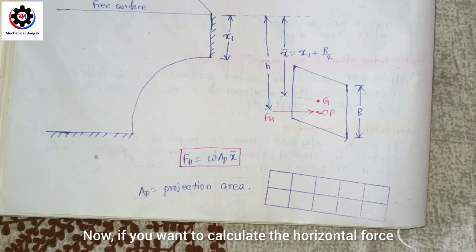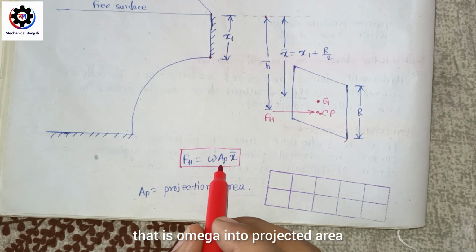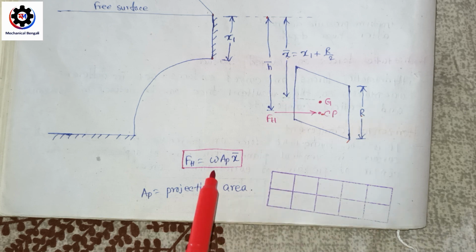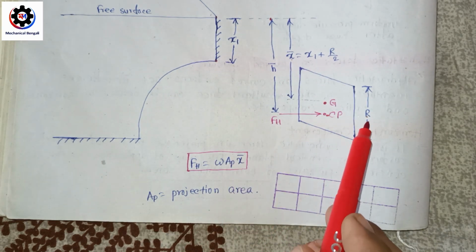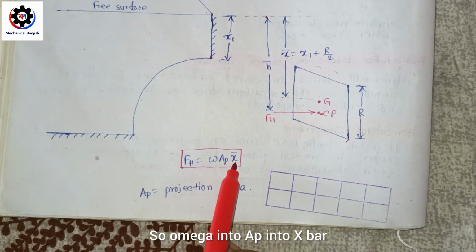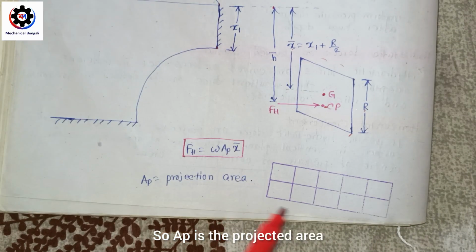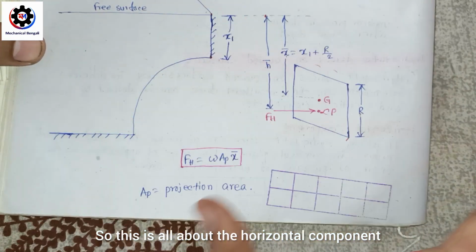Now if you want to calculate the horizontal force, that is omega into the projected area. Just remember, the curved surface has this projected area, so you have to multiply by this area, r into the width of the plate. So Fh is omega into AP into x bar. What is x bar? That is equal to x1 plus r by 2, where AP is the projected area. So this is all about the horizontal component.